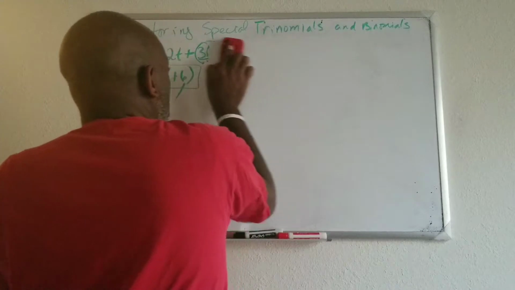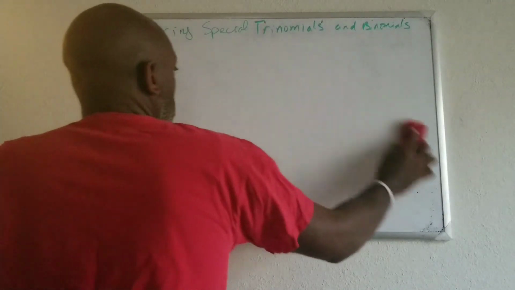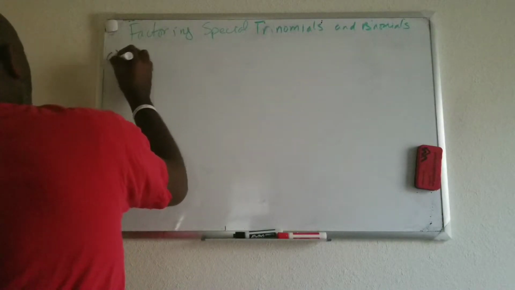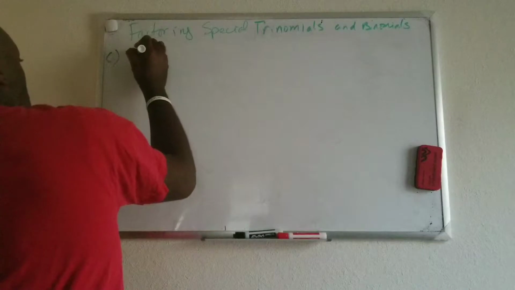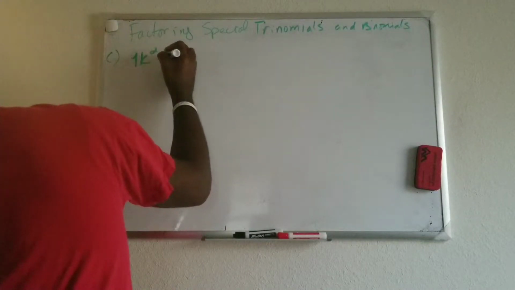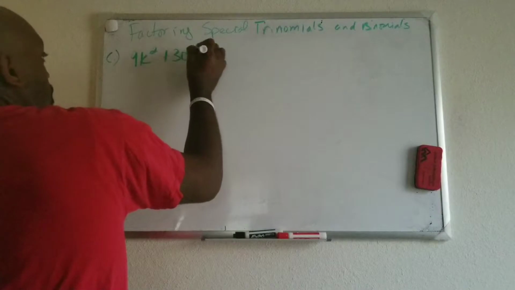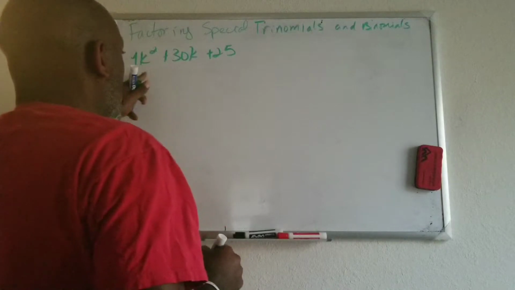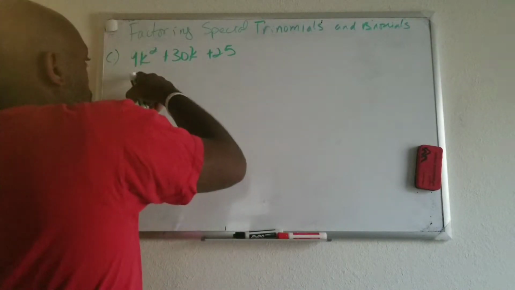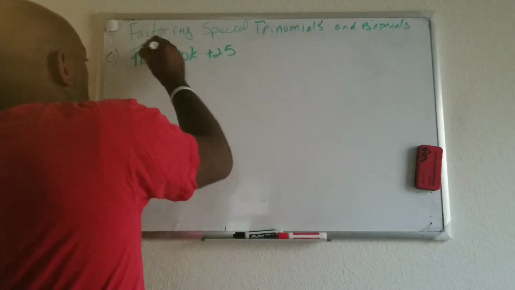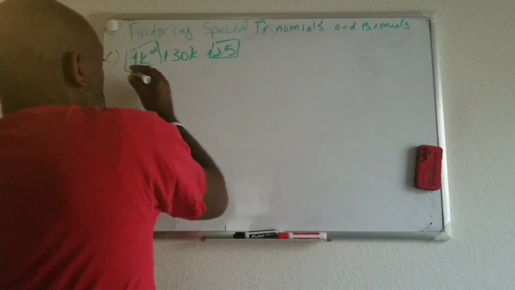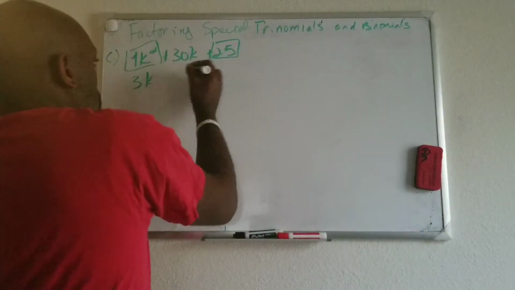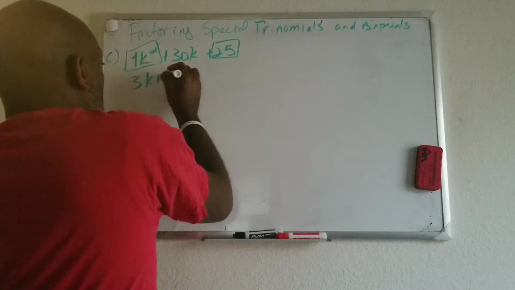Now, sometimes you may not even be able to take out the greatest common factor. 9k squared plus 30k plus 25, right? So they do not have a greatest common factor, but we can check and see if these terms are squared. Are they perfect squares? And so the square root of 9 is 3. Square root of k squared is k. Square root of 25 is 5.